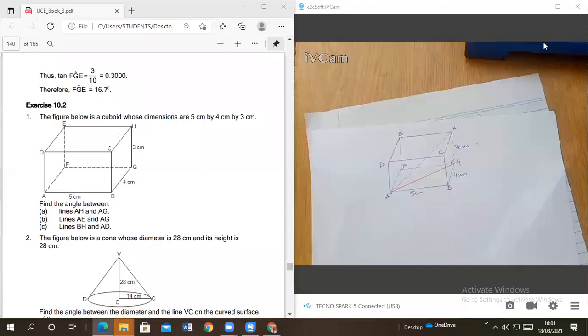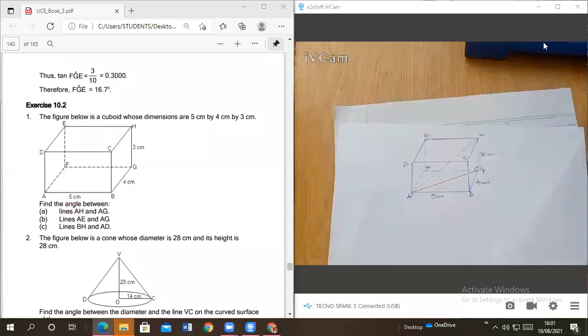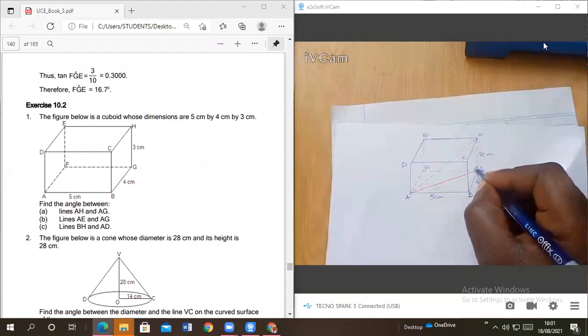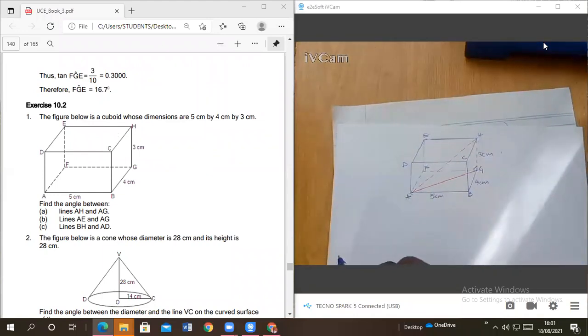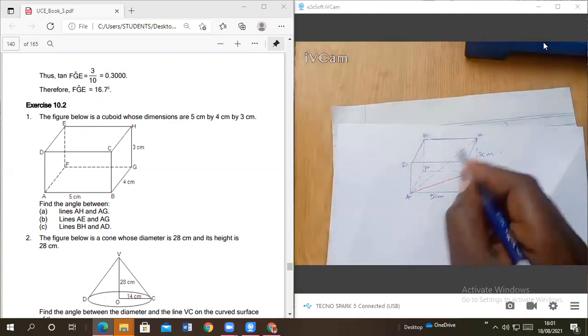Very good. So here is 90 degrees. So now they want us to find the angle between these two lines.